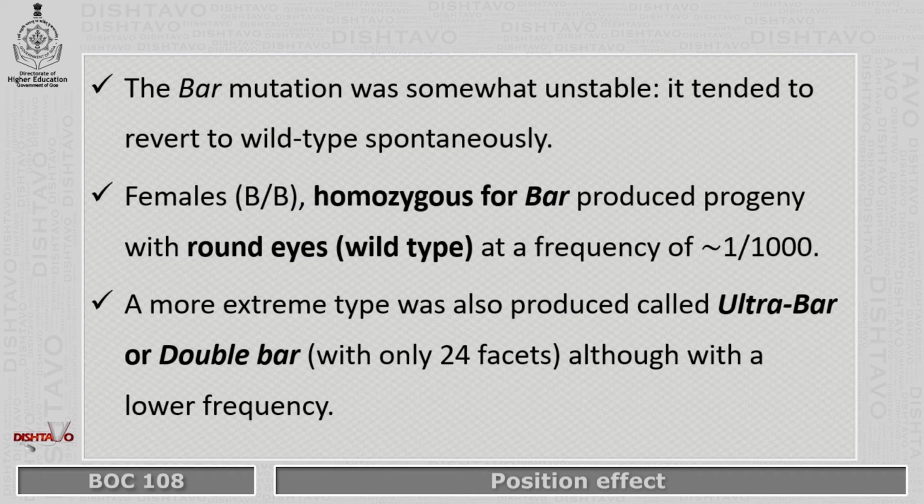They also produced a more extreme type called ultra bar with only about 24 facets, although with a lower frequency. Now, pure ultra bar also produced wild type with the same rate with which ultra bar was obtained from them. They also may give rise to bar.